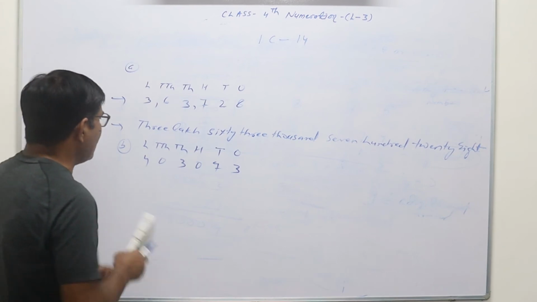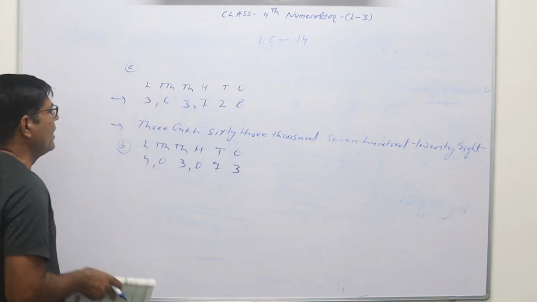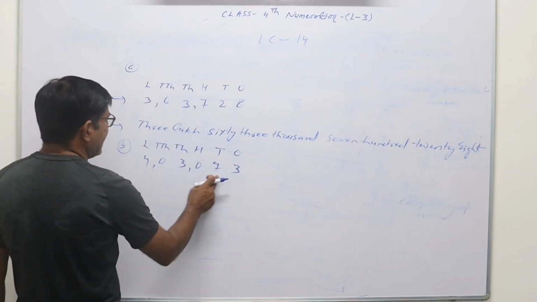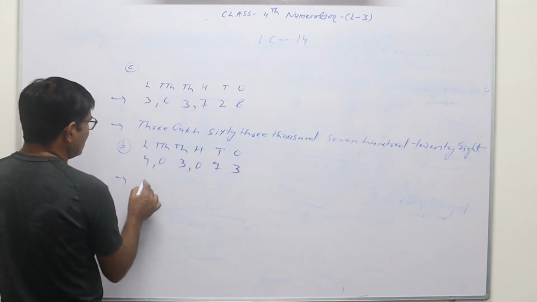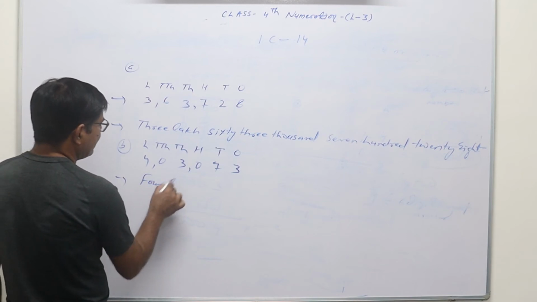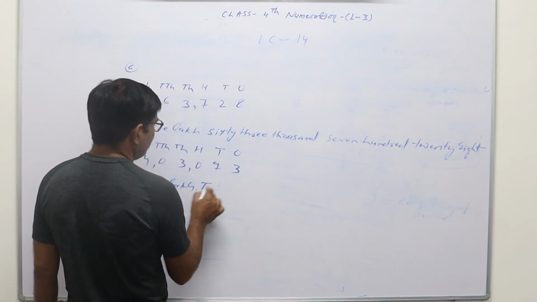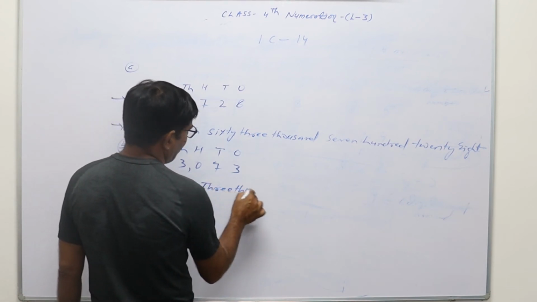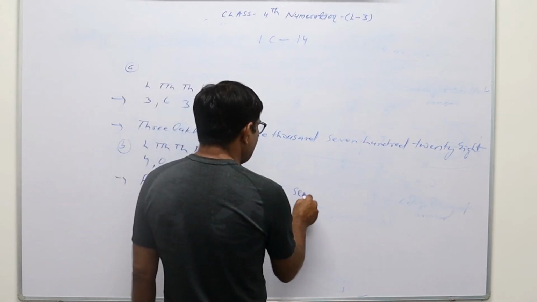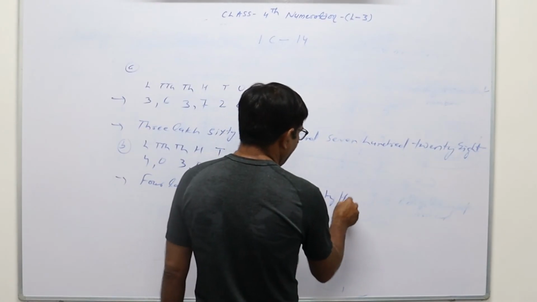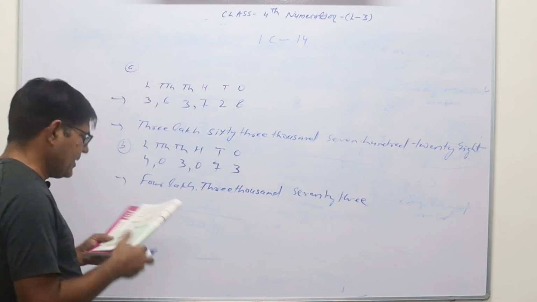So in standard notation, first put a comma after 3 digits and then after 2 digits. So this one is ones, tens, hundreds, thousands, ten thousands and lakh. So in words, 4 lakh 3,073. So this is question B of question number first.